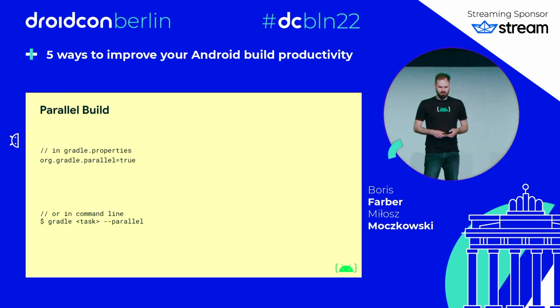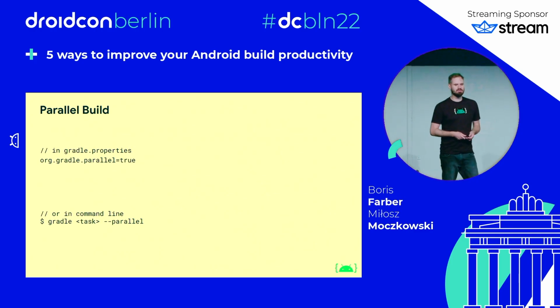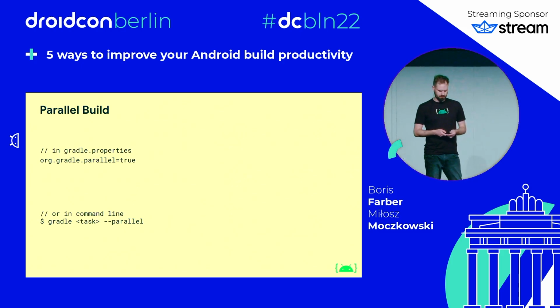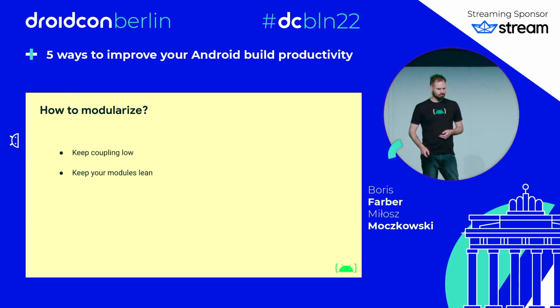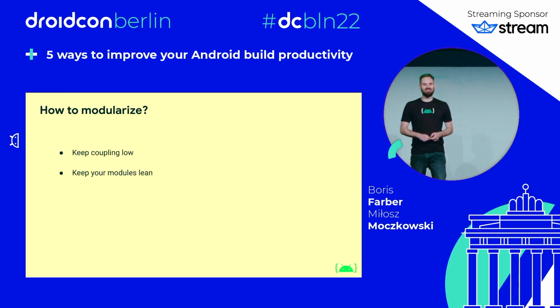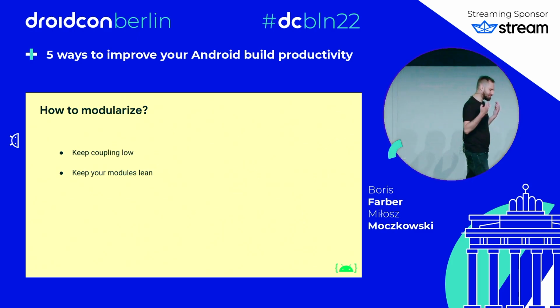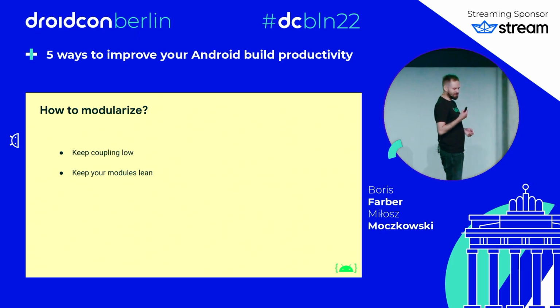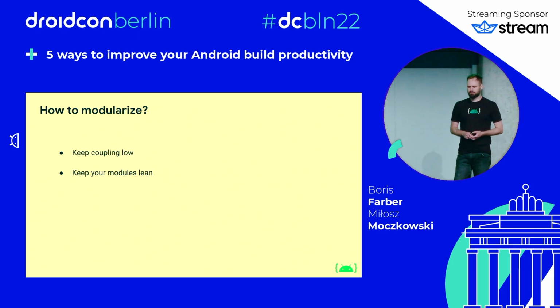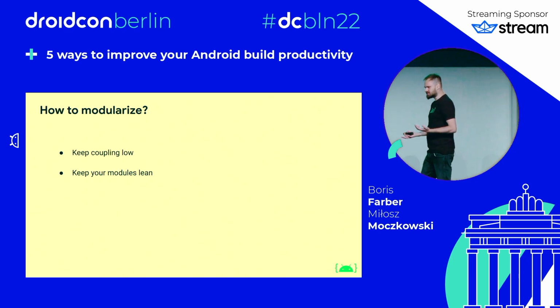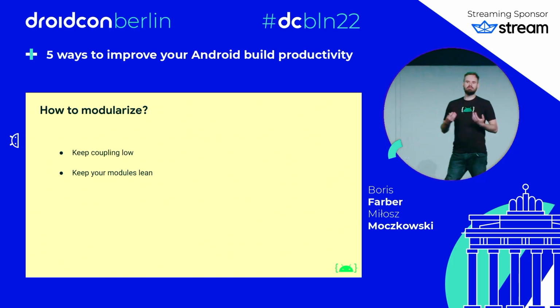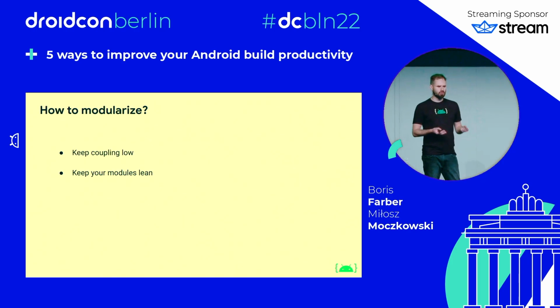You can enable the parallel build functionality by specifying a flag in your Gradle properties or using the command line argument. So the question remains, how should we modularize our application to leverage Gradle's functionality? Due to the flexible nature of Gradle, there are very few constraints in organizing your code base.